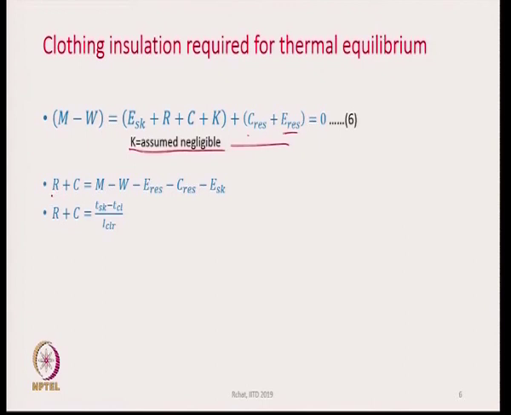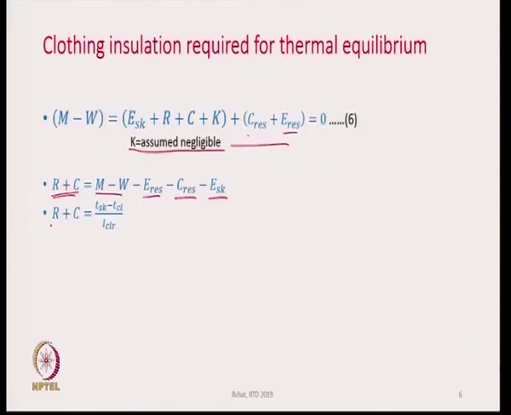Therefore, R plus C, that is the heat loss because of radiation and because of convection, should be equal to M minus W minus E_res, C_res and E_sk. And we have already seen what these quantities are. M stands for what, W stands for what, these are already stated earlier.